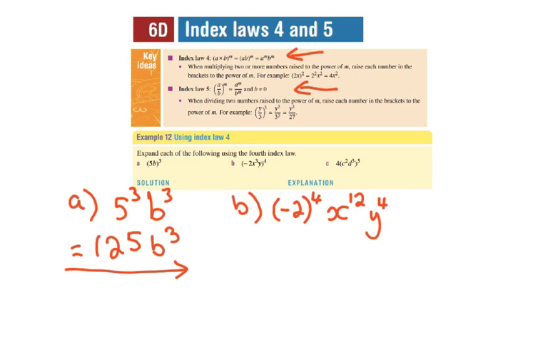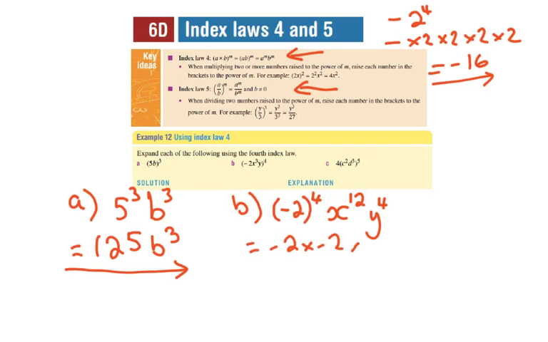So remember, I have mentioned to you before the difference between a bracket and no bracket with a negative. If there was no bracket, this is how it would look above here. Your answer will always be negative, so that would be negative 16, sorry. Whereas with this one, it's negative 2 times negative 2 times negative 2 times negative 2.